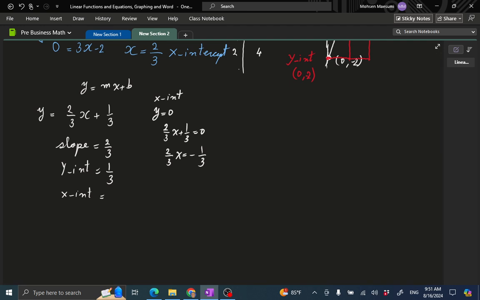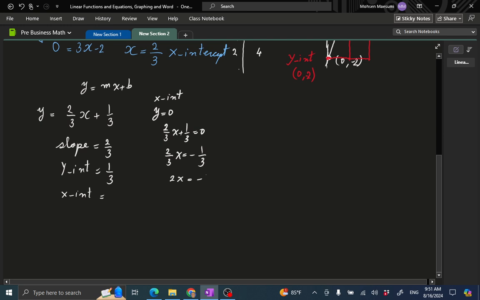Multiply by 3, so we get 2x is equal to minus 1. Divide by 2, so x becomes minus 1/2. So here's my x, minus 1/2. Now, what if you want to graph this thing? The issue is just to be as careful as possible with representing these fractional numbers. That's going to be a little bit tricky.